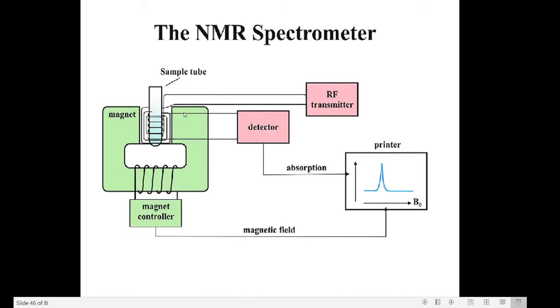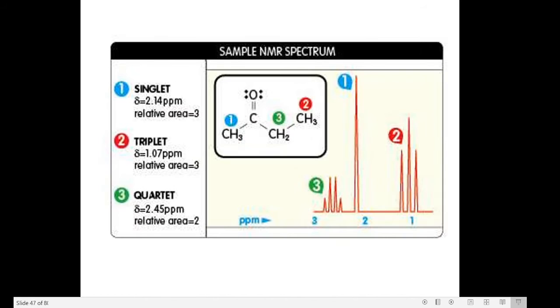It's a setup. A sampling tube is there. The electromagnetic waves are passed to the sample. Those electromagnetic waves are detected by the detector, producing the signals to printers. Based on the electromagnetic signal on the atom, we will develop the signal.